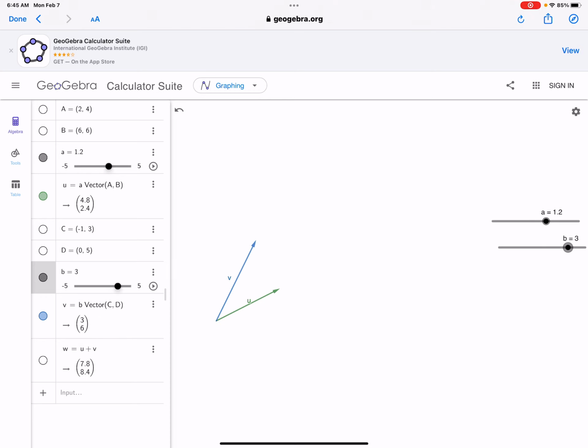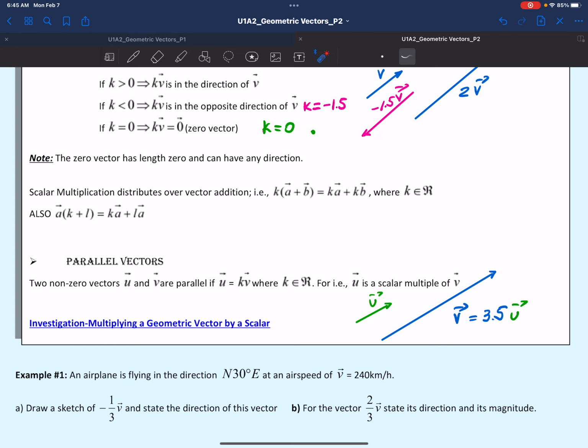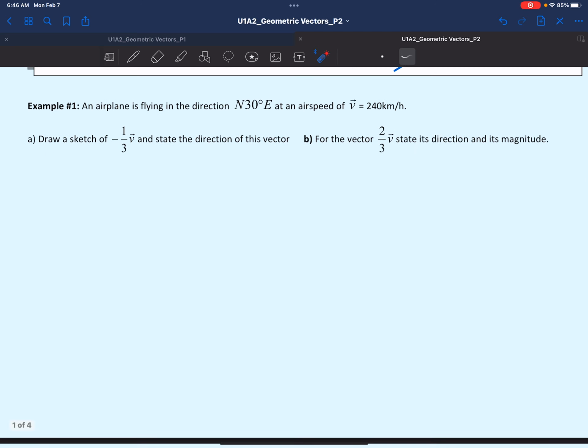Now the sum of two vectors will change along with the size of the vector. So here we go, and here we go. Right, so vector w is the sum of the two vectors. So with this, I hope that we can imagine now how the scalar multiplication changes the size of a vector and the direction, obviously. So let's take a look at some examples now.